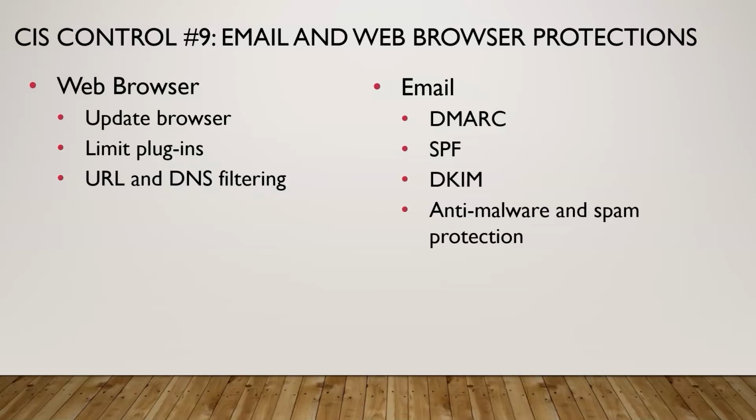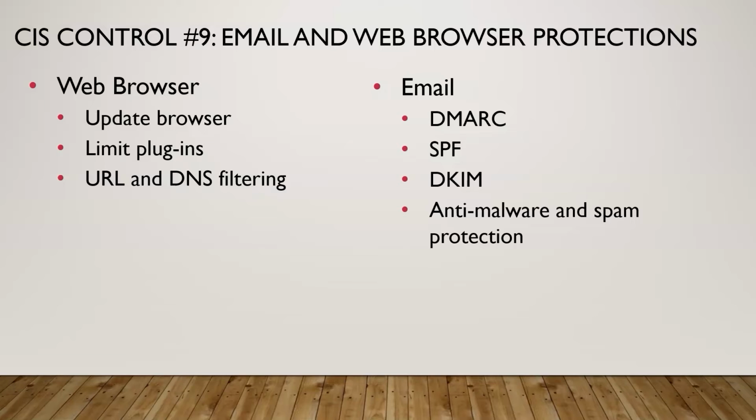CIS control number 9 covers email and web browser protection. So attackers often target what we call layer 8 or the human layer. As such, organizations need to improve protection and detection of threats from both email and web vectors, and that's because these are very common routes for attackers to manipulate, again, layer 8 or the human layer.